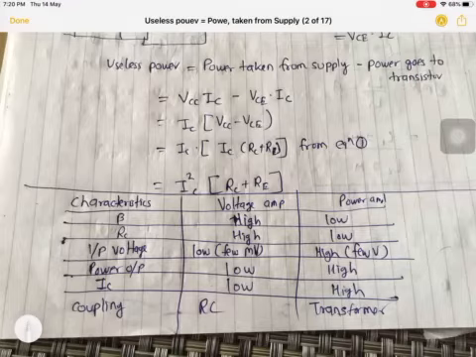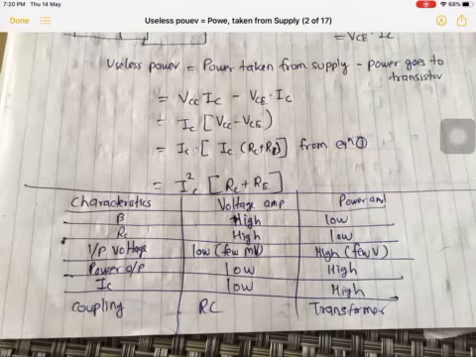But in a power amplifier, since there is low beta, we can use up to a few volts of signal to get a higher volt of signal. The power output is low for voltage amplification. For a power amplifier, since it is a power amplifier, it has to be high. The IC is low for a voltage amplifier because the main emphasis is the gain of voltage. For a power amplifier, it is high. And coupling is RC coupled for a voltage amplifier, and for a power amplifier it is transformer coupled.